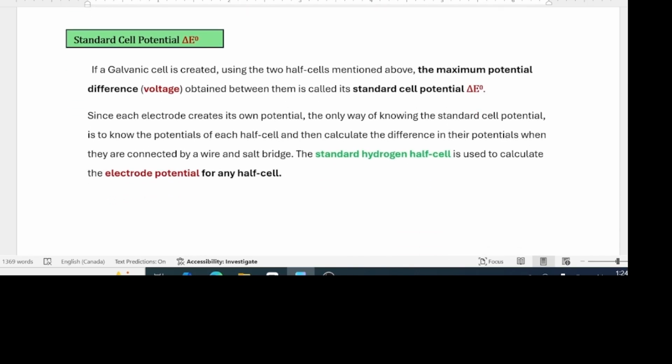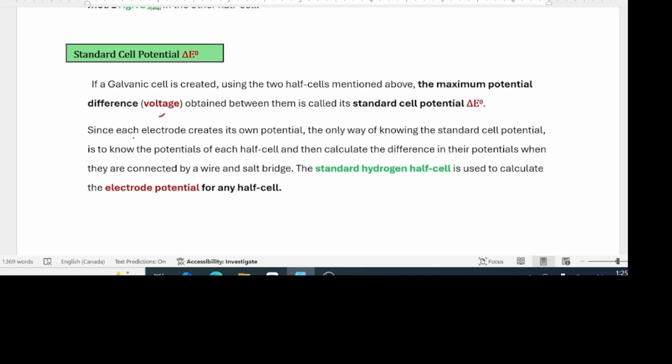Standard cell potential, delta E prime 0. If a galvanic cell is created using the two half cells mentioned above, the maximum potential difference (voltage) obtained between its two half cells is called its standard cell potential. Since each electrode creates its own potential, the only way of knowing the standard cell potential is to know the potential of each half cell and then calculate the difference in their potentials when they are connected by a wire and a salt bridge. How can the electrode potential for any half cell be determined?